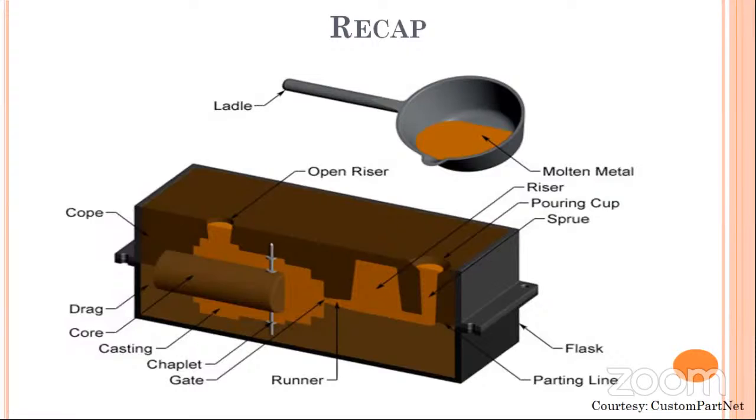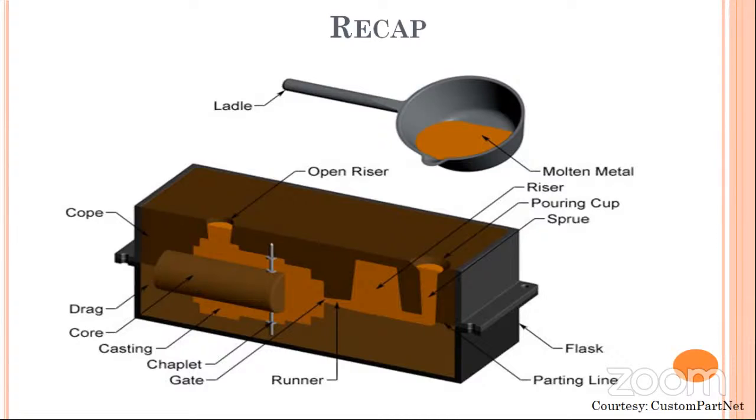So generally, I'll just give you an overview of the entire casting in just 2-3 minutes. What we have discussed is, in order to produce a component, we have to prepare a mold. In that mold, there is a cavity, and in that cavity, you pour the molten metal. Once the molten metal solidifies, you get the final product.